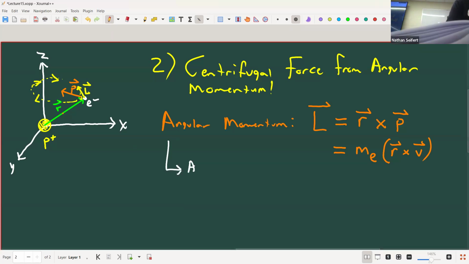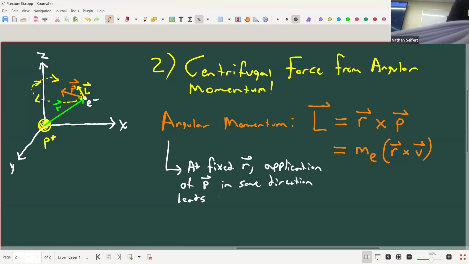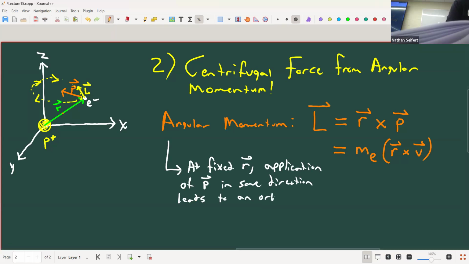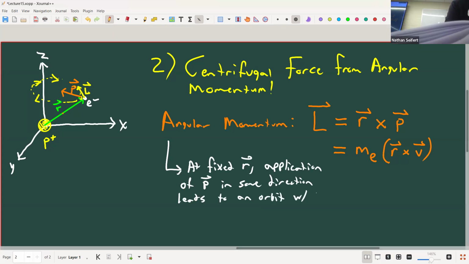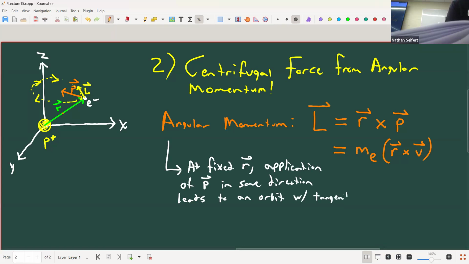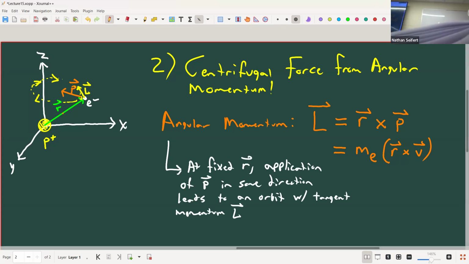So at fixed R, application of momentum in some direction leads to an orbit with a tangent momentum. Okay. So we're going to apply this, right?